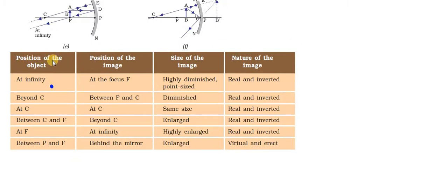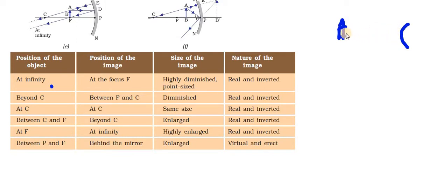Position of the object. So what is the object here? Suppose this is the mirror. Here this is the object. Suppose the object is a pen. So where is this object placed? At infinity. We don't know exactly where we place it. At infinity, at a very far distance from the mirror, we place it.